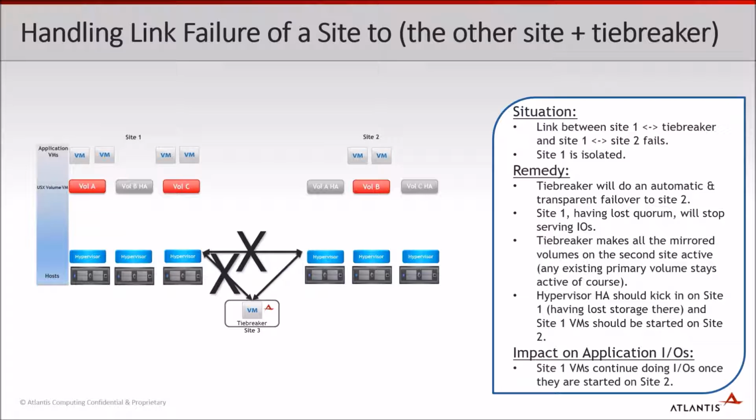Now let's look at a scenario where one of the sites gets completely isolated. In this example, site 1 is completely isolated. So now site 1 detects that it has lost quorum. It can't communicate with the tiebreaker. Neither can it communicate with the other site.